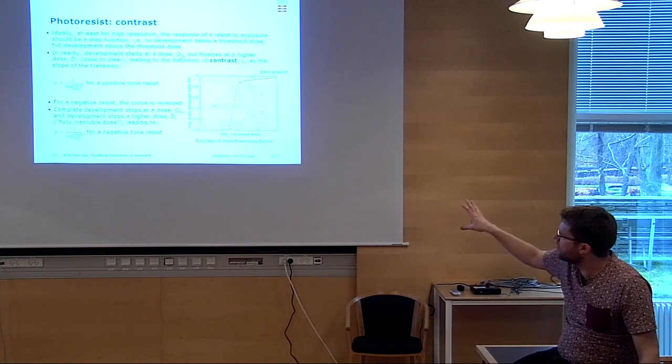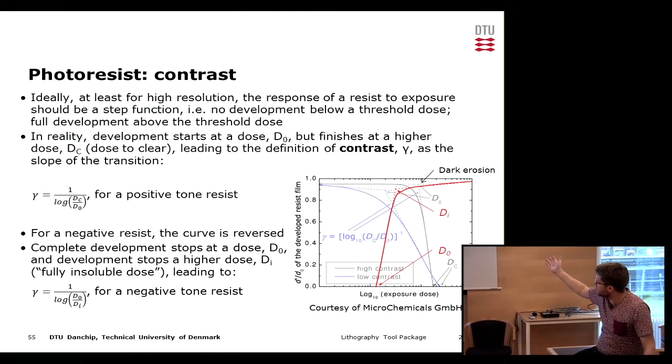So for the negative tone resist, it is just reversed. We need some kind of dose in order to get the cross-linking starting, and then we will see that it increases with the dose, and finally we get everything remaining. So the formula for the contrast is basically the same, just the definition of the two points that we used are different.